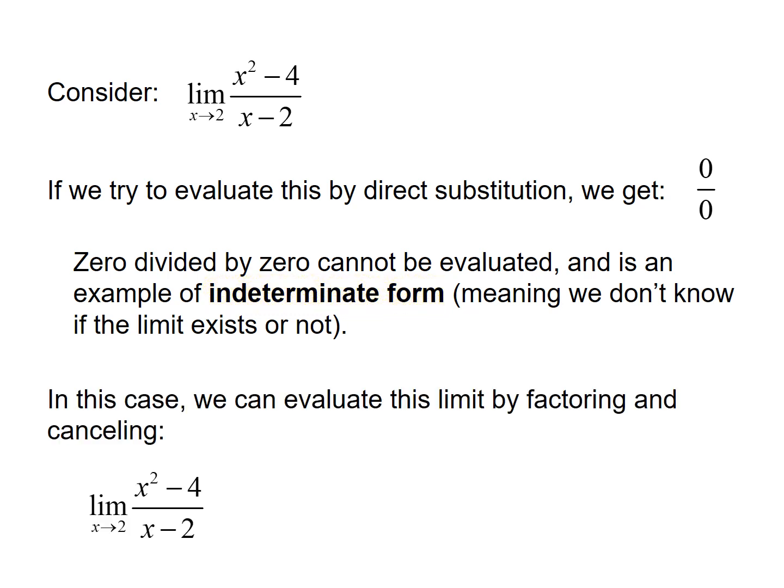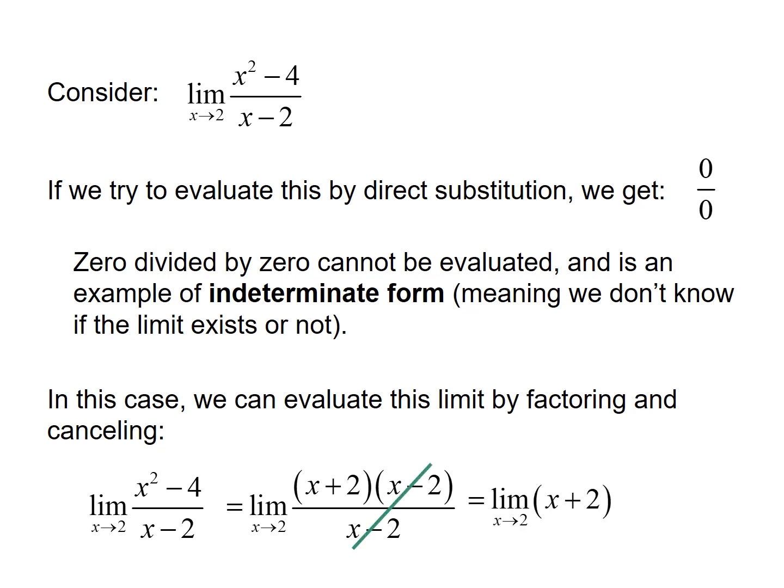One method we've learned for evaluating these is to factor. Cancel the factors, and now we can see that this limit approaches 4. But there are many expressions that don't factor where this method won't work. We need some other way to deal with that.